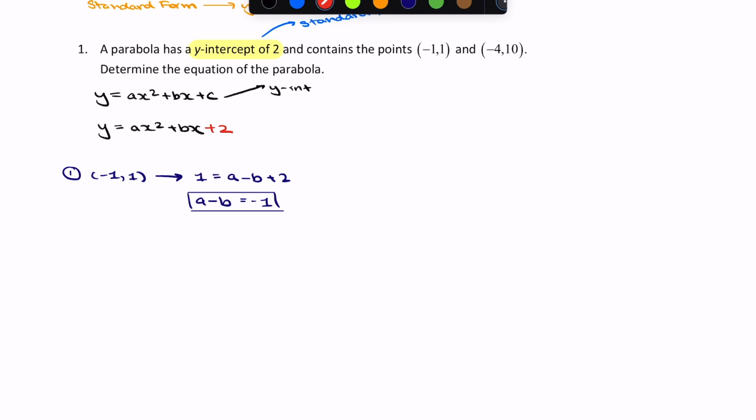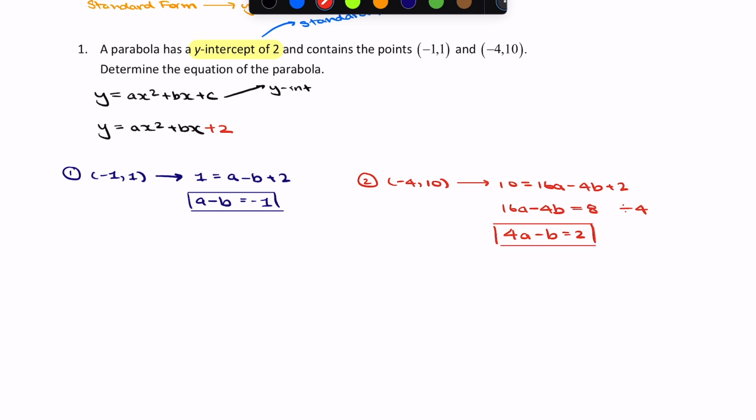In our second equation, if we sub in -4 and 10, 10 is equal to 16a minus 4b plus 2. Here, if we move the 2 over, we get 16a minus 4b is equal to 8. To simplify this, we'll divide everything by 4. So we get 4a minus b is equal to 2.